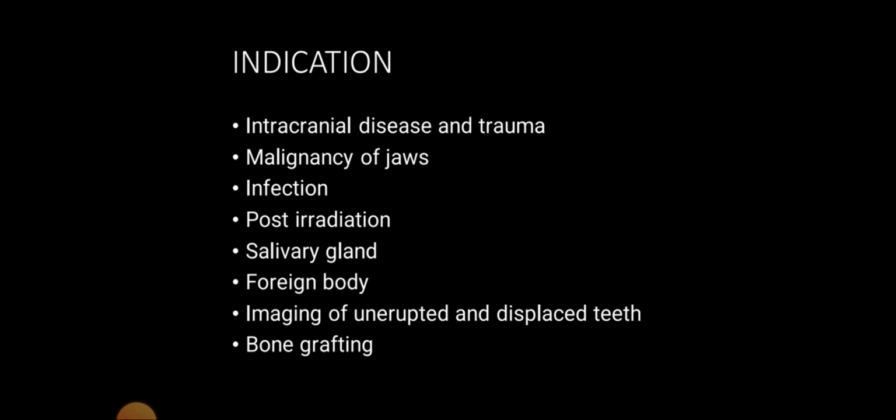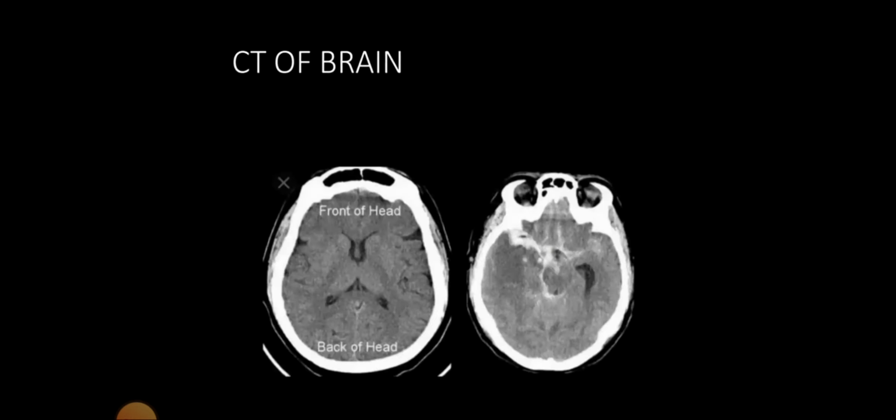About the indication, of course, intracranial disease, malignancy of jaw, infection, post radiation, salivary gland, foreign body. In such conditions or in such structures, CT is advised. This is a CT of brain. First, it is a normal CT. Then next, there is hemorrhage. That white patch, that thick white which is surrounding, that is hemorrhage. We can compare both structures. Then you can see the difference. The thick white line mark is the hemorrhage.